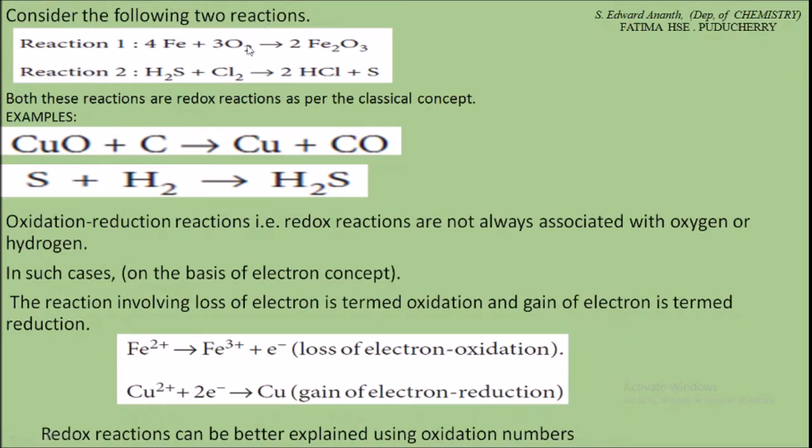Consider the following examples. Two examples have been given here. They both are said to be redox reaction as per classical concept. The first example, let me explain. 4Fe plus 3O2 giving Fe2O3, iron oxide is obtained. Here iron gets oxidized to Fe2O3, whereas oxygen gets reduced.